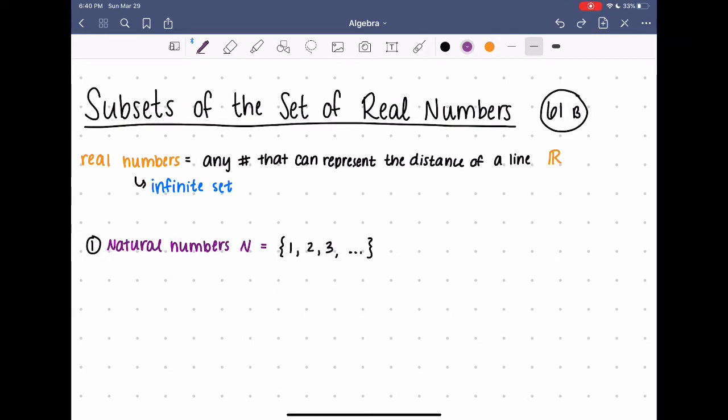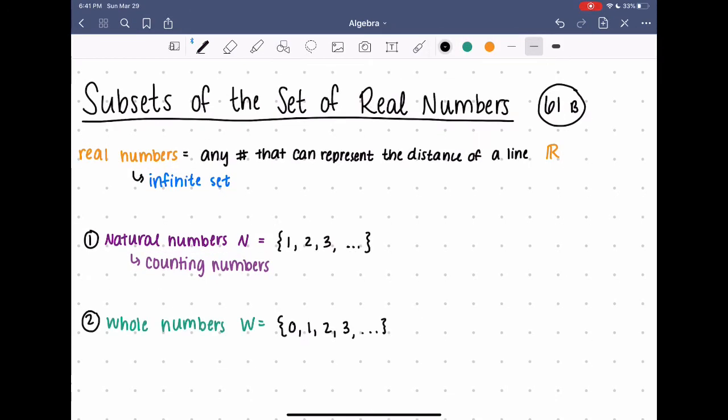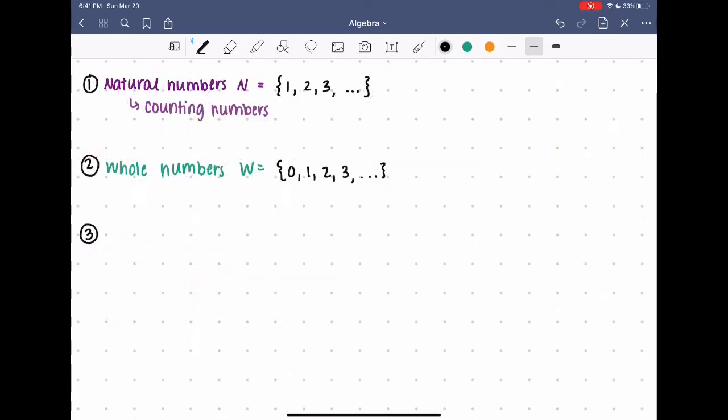That would just be numbers like 1, 2, 3, 4, 5. These are also often called counting numbers. The second one that we care about is whole numbers, denoted by the letter W. That is all the counting numbers, the natural numbers, plus 0. The third one that we care about is integers, denoted by this fancy looking Z. Integers are whole numbers plus all the negative numbers. So we have all the natural numbers, all the whole numbers, and now we have negative numbers as well. So I can say that's all the whole numbers and their opposites.